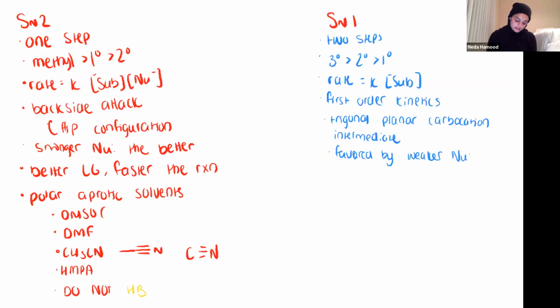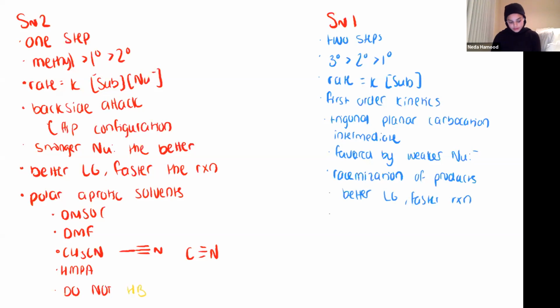Again, it's not really going to matter, because if you know the solvents that you have, you'll be able to look at the question and say, oh, for sure, I know if that's SN1 or SN2. You have racemization of products, which means you're going to get a mix of R and S. Better leaving group, faster reaction.